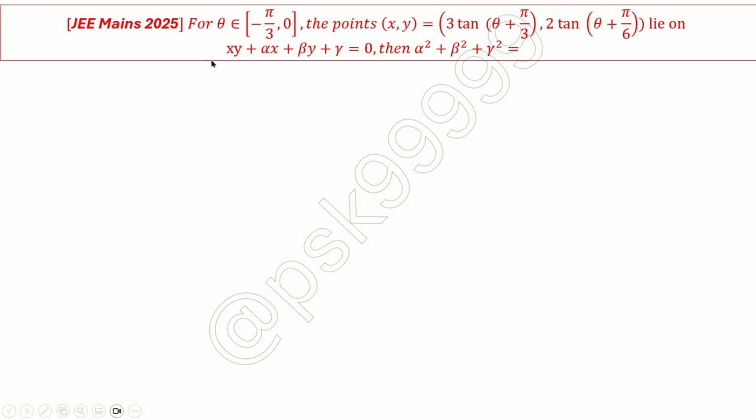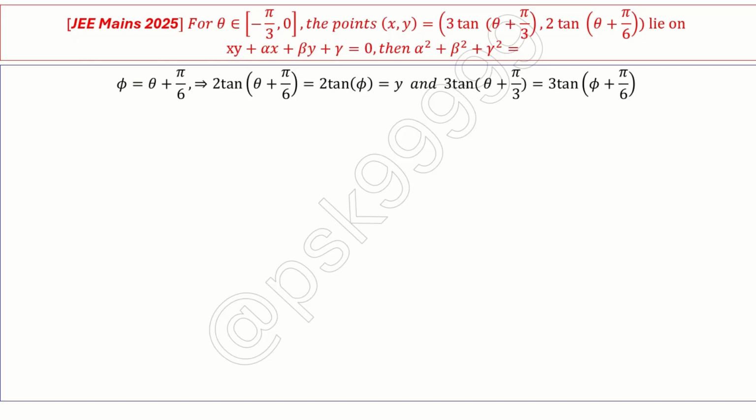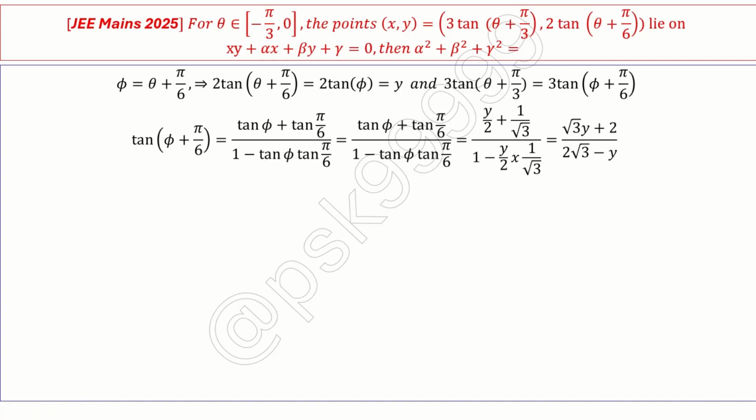To solve this problem, first check this equation here. This is the theta which lies on this. What kind of equation is this? If we try to write everything in one single variable, then we will know what kind of equation that is. So let's try to do that first. Now (x, y) is given as, let's say theta plus pi by 6 is phi, then 2 tan(theta plus pi by 6) is 2 tan phi, which is y. So y is nothing but 2 tan phi. And what is x? 3 tan(theta plus pi by 3), I can rewrite this as 3 tan(phi plus pi by 6). This is my x.